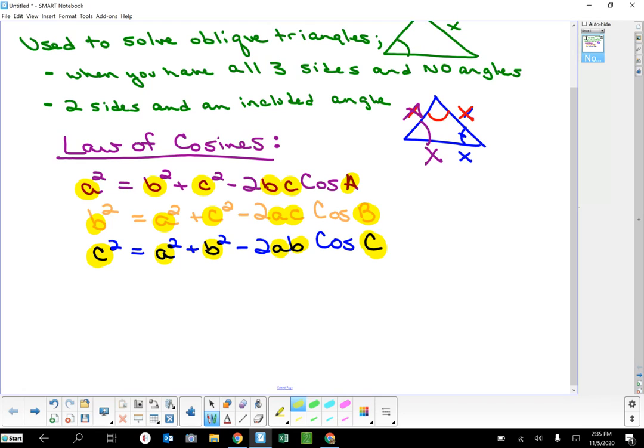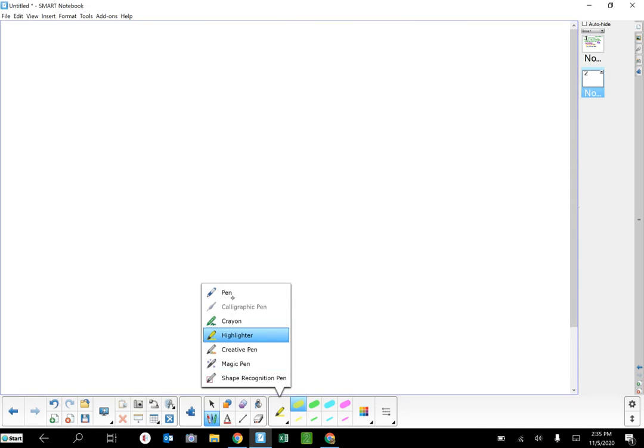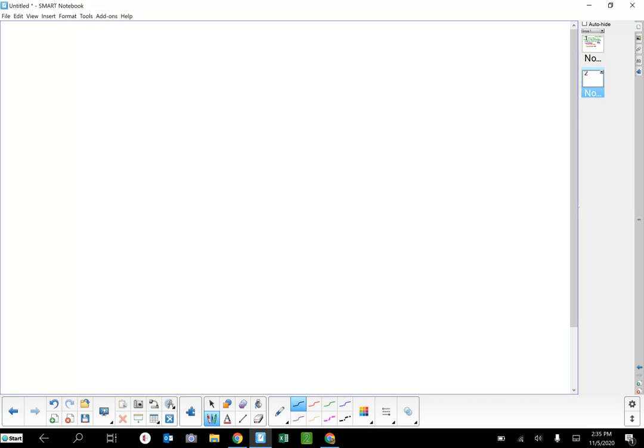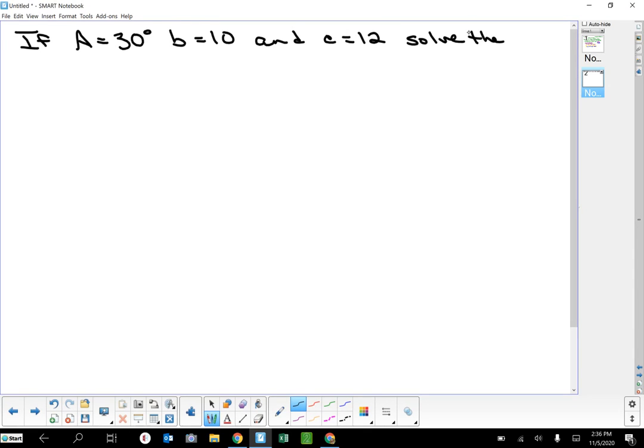So let's see how this is going to work in an example. I'm going to go to a new screen here, get myself a pen, make it a black pen. All right, so if A is 30 degrees, little b is 10, and c is 12, solve the triangle. Sorry, I just squished that in there.